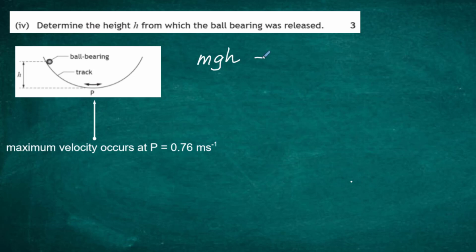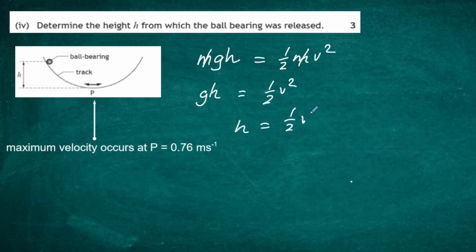And we know at position P is going to be all kinetic energy, 1/2 mv squared. So that's the equation we've got. You can see that mass is on both sides, therefore we don't have to worry about it. The masses can be cancelled out and we're left with gh equals 1/2 v squared. Now we want to find h, so we divide both sides by g and we have the following. h is going to equal 1/2 v squared, all divided by g.